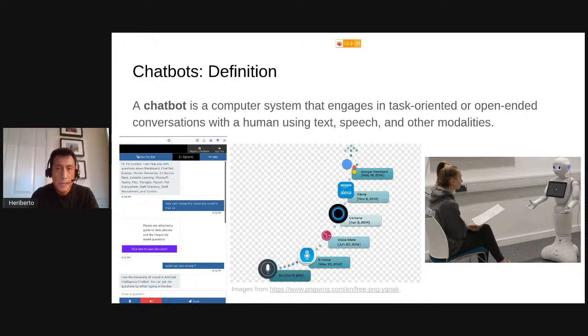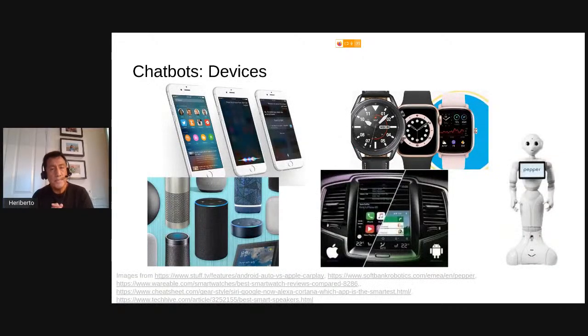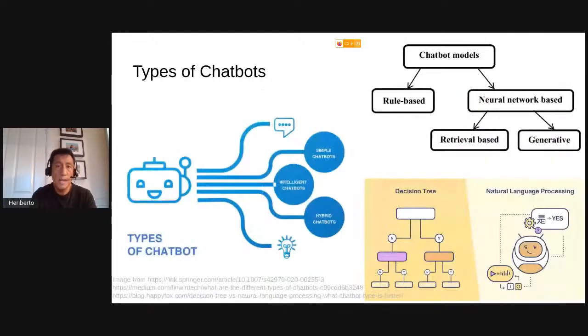Okay, so having said that, chatbots operate on a number of services, and surprisingly, they operate on mobile phones, smart watches, smart speakers. They also operate on our cars and robots. The last one is not very common, but robots can also make use of chatbots to interact with us.